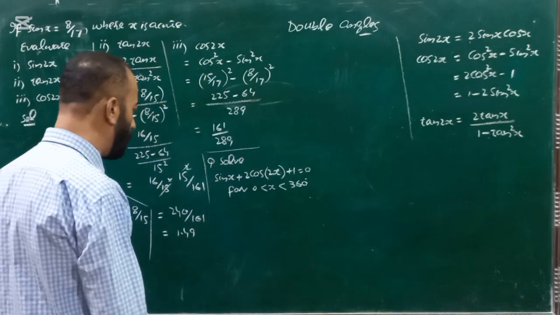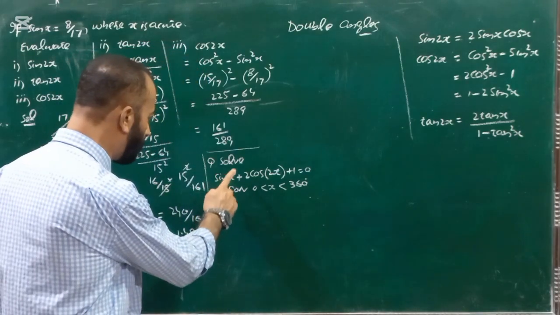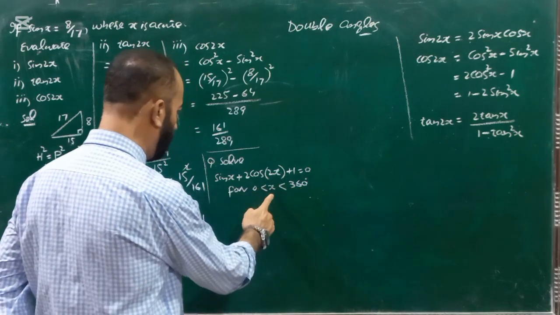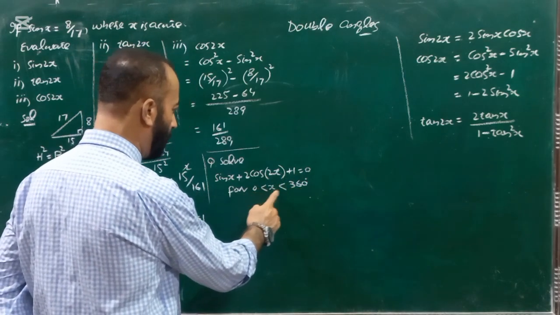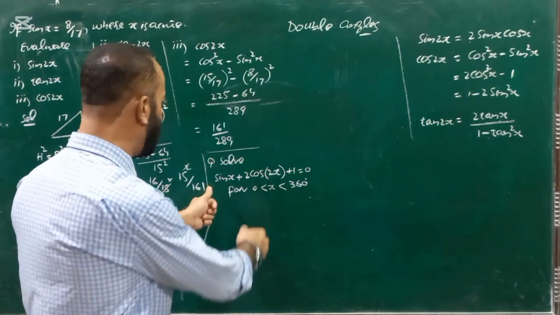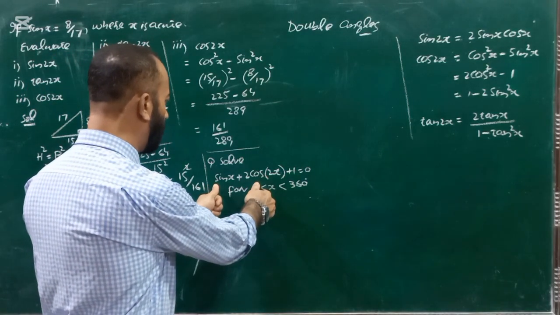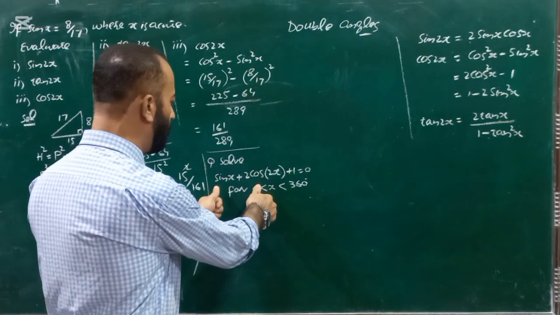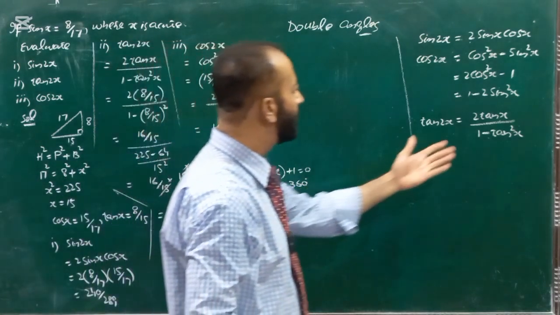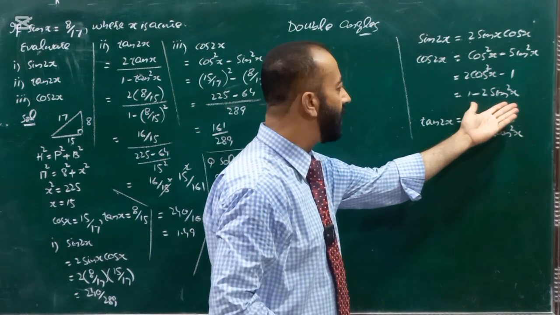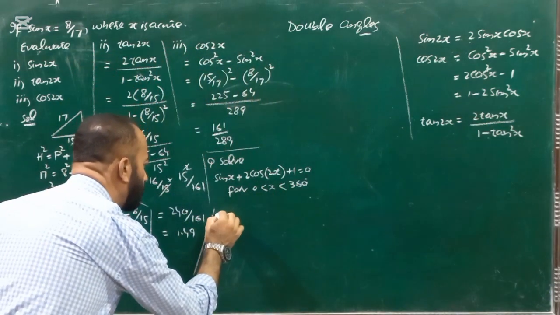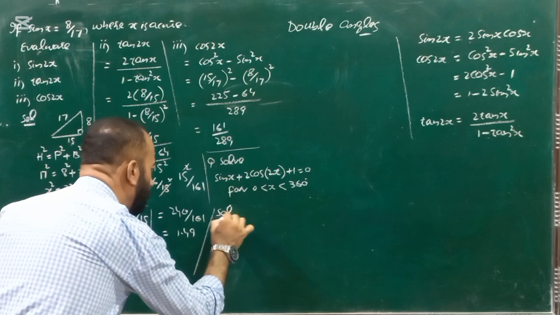Here is another question. The statement is solve sin x plus 2 cos 2x plus 1 equal to 0 for this range x greater than 0 and lesser than 360. So look now, two different trigonometrical ratios are there. So first we have to convert them into single one by using the formula of cos 2x, because then all the trigonometrical ratios will come into the sine.